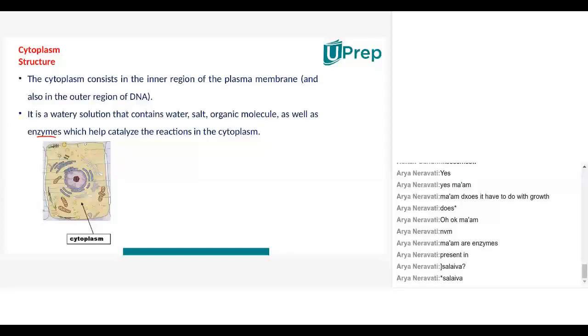Egg cell. Female gamete. Yes. What is your question? What female gamete is that? Ma'am, is the egg cell the largest cell?